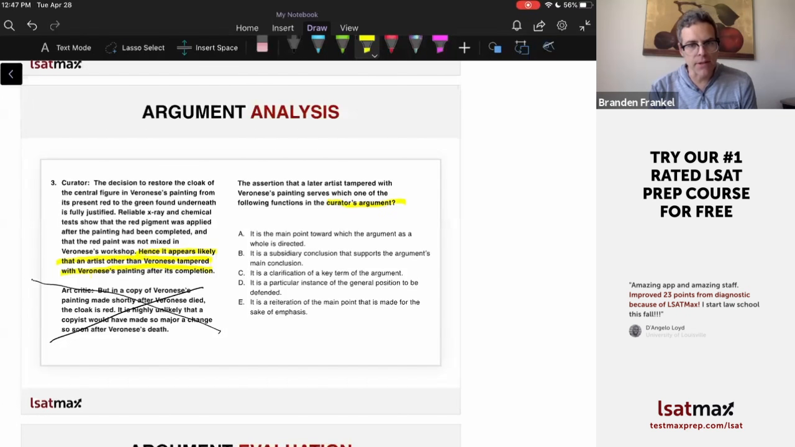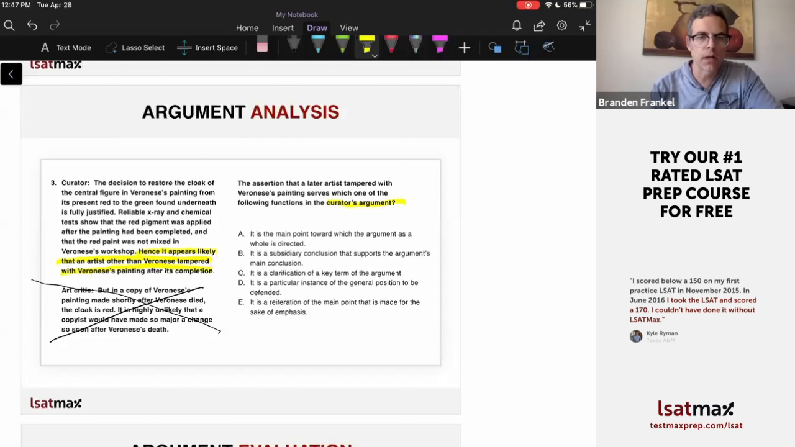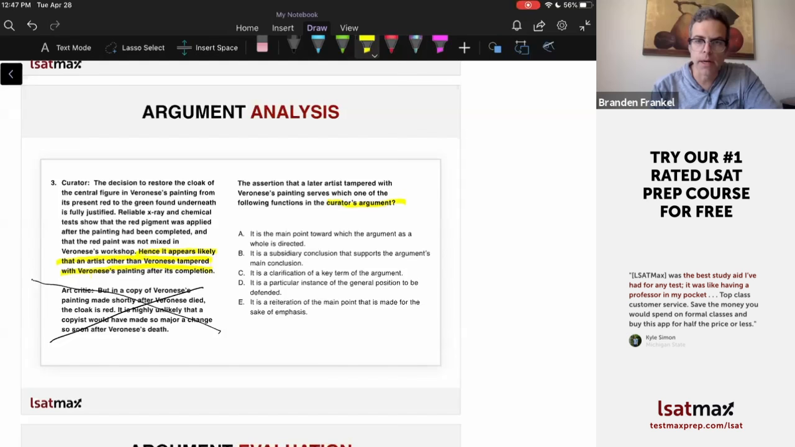This statement that they're asking us about starts with the word hence. And hence is a conclusion word. And so just from that word, we know that it is a conclusion. And if you look, there are a couple of answer choices using, well, the first answer says main point toward which the argument as a whole is directed. B is talking about a conclusion. Both of those are talking about conclusions. But we have to know, is it the main conclusion? Is it what the author is trying to convince you of? And do you think that's what the author is trying to convince you of?